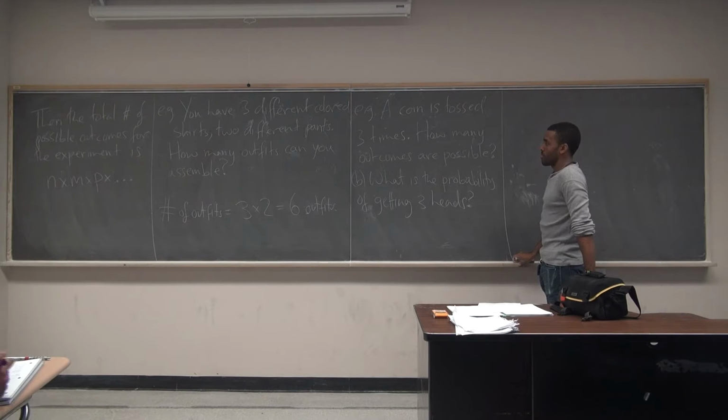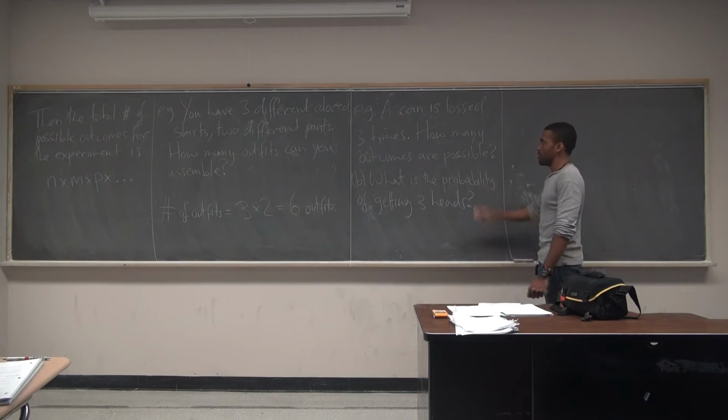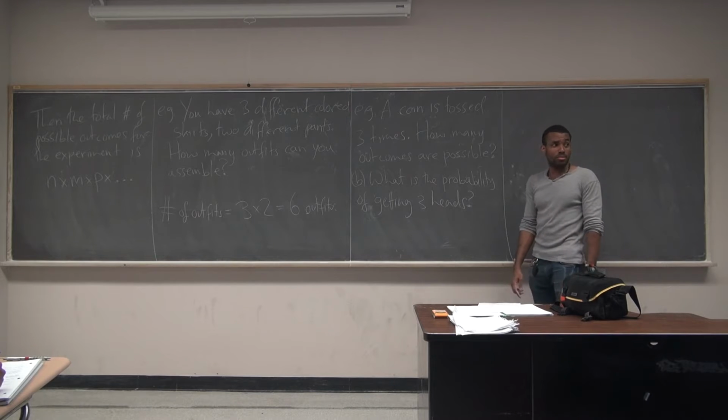What is the question? This is the question. It's right here. You toss a coin 3 times. Flip it, boom. Flip it again, boom. Flip it again, boom. How many outcomes are possible? 3. No. 6. How do you get 6? No, it's not 6. It's 9. Is it 3 factorial?